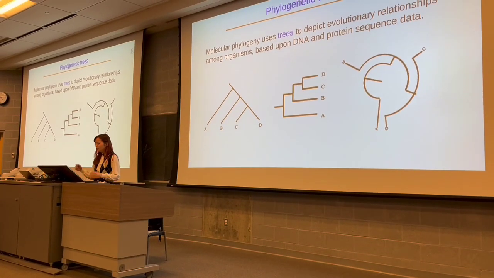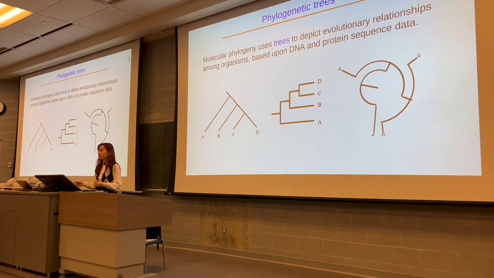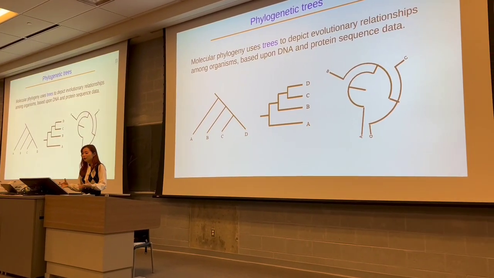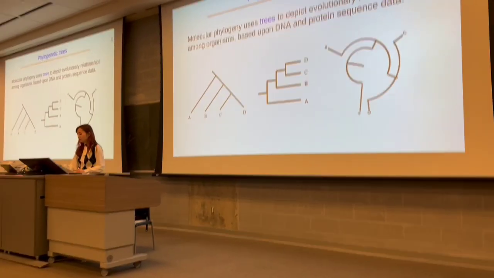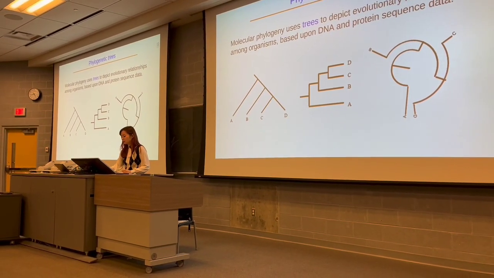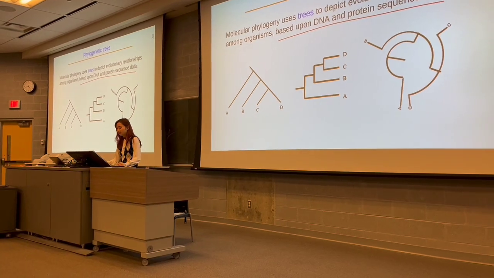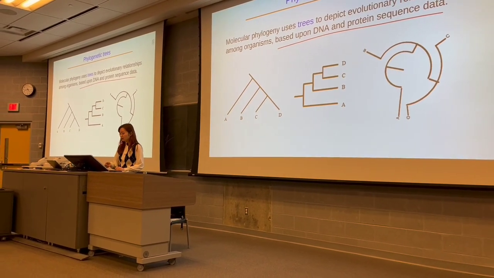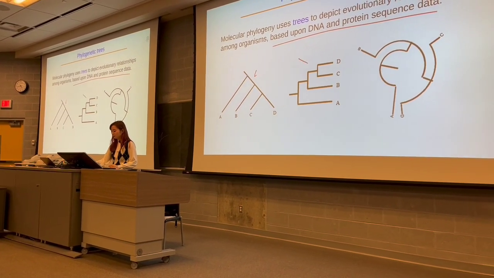of molecular phylogeny. We use them to depict evolutionary relationships in a visually understandable way for ourselves. And we typically base them, at least in molecular phylogeny, upon DNA and protein sequence data. They can take many different forms. This one and this one are pretty similar.